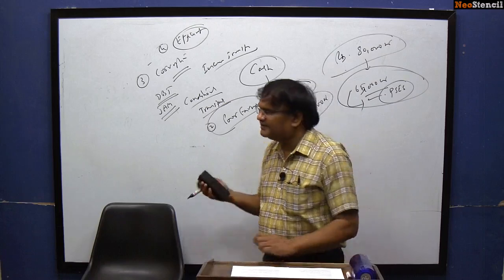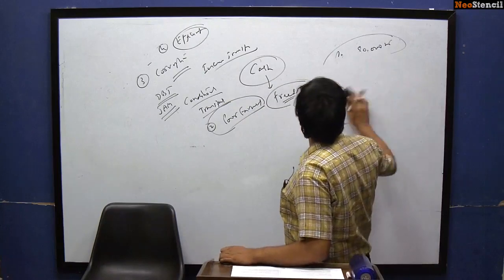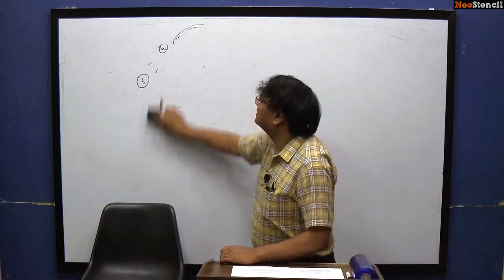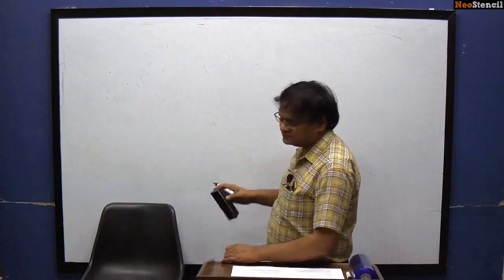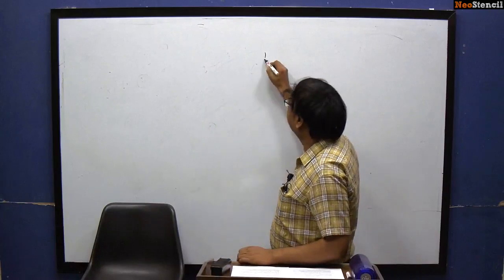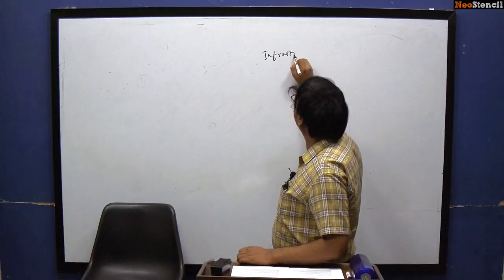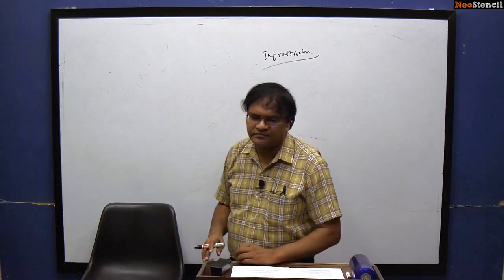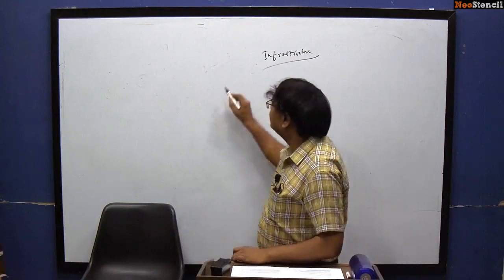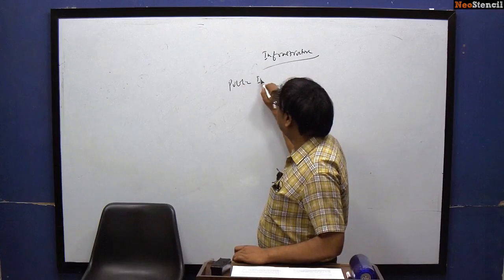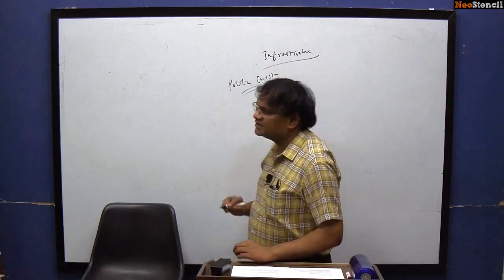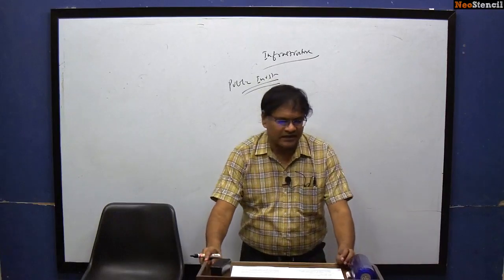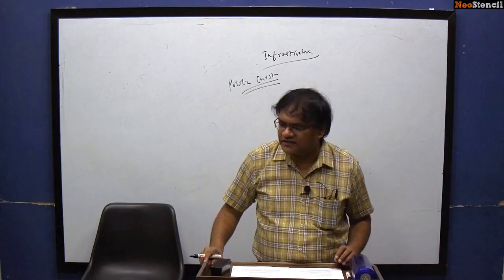Why? Because ultimately in the agriculture sector, what should the government do? The government should focus on improving infrastructure. Public investment in agriculture has come down drastically over a period of time.